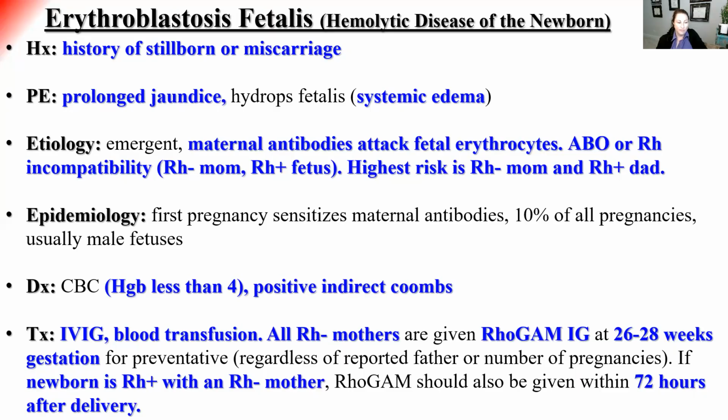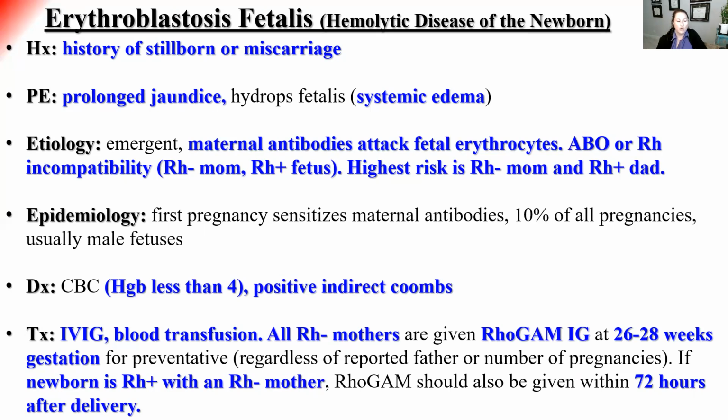We treat this as that baby's born with IVIG and blood transfusion. We try to prevent this with the RhoGAM shot. All RH negative mothers are given the RhoGAM shot at 26 to 28 weeks for prevention, regardless of the reported father or the reported pregnancies, because it's very likely that they had a miscarriage that they didn't know about. So even if they say, well, I've never been pregnant before, we still give that RhoGAM. And regardless of who they say the father is, you still give the RhoGAM, because there can always be oopsies there. So every RH negative woman gets the RhoGAM shot.